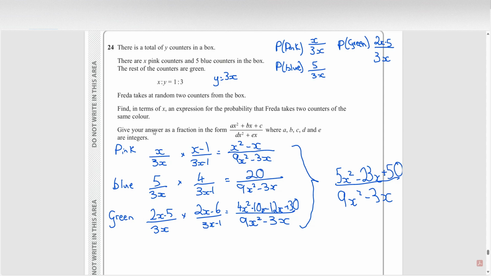Now we can compare it to the format they wanted. Give your answer as a fraction in the format ax squared plus bx plus c over dx squared plus ex, where a, b, c, d, and e are integers. So if we look, that matches with the criteria. So that means we're done.